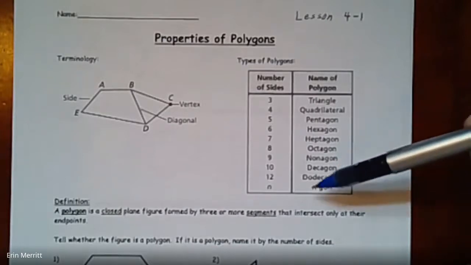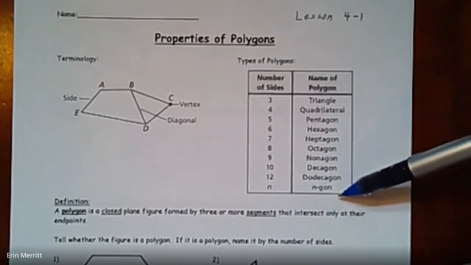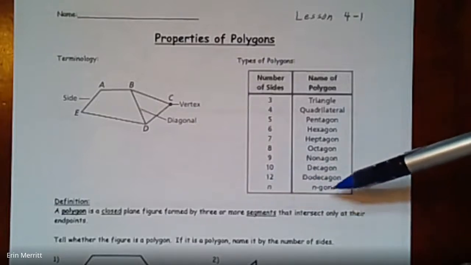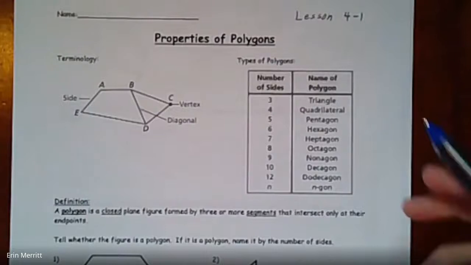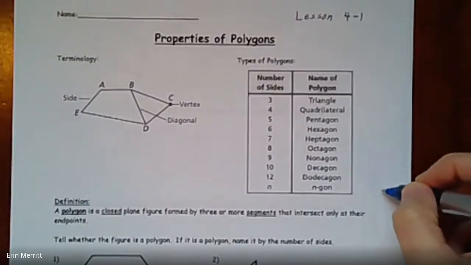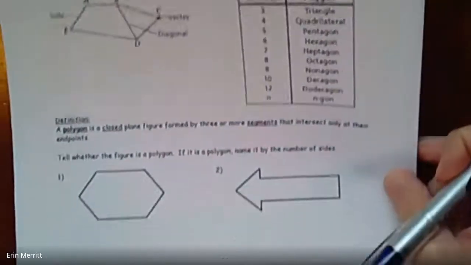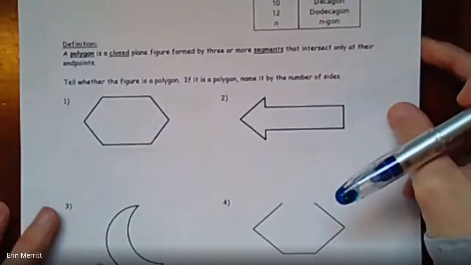And then dodecagon. There are names for polygons beyond that, but we will refer to them as n-gons. So what I mean by that is if there's 15 sides, we'll just call it a 15-gon and literally write the number 15-gon. All right. So you don't have to worry about any vocab beyond a dodecagon.